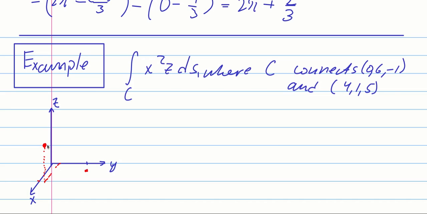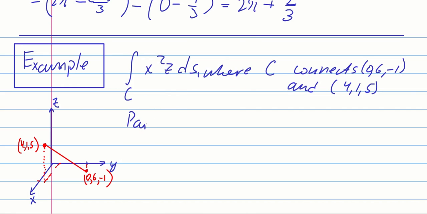So it's somewhere over here, and so we connect these 2 points, where this point is (4, 1, 5) and this point over here is (0, 6, -1). All right. So we get these points. So we need the parameters over here, and we need to parameterize this line.